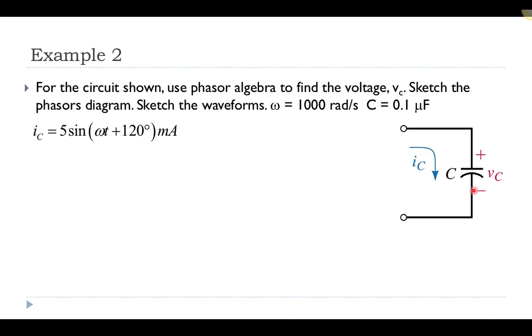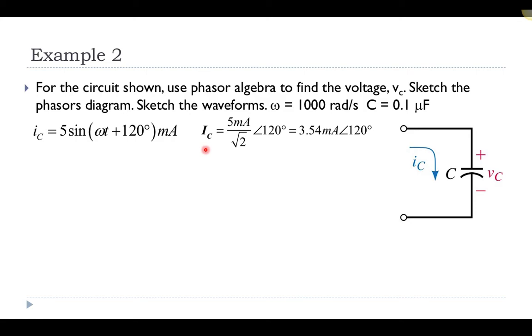I'm given that the current that is passing through this capacitor is 5 milliamps times sine omega t plus 120, so the current has a phase angle of 120. I'm given that the angular frequency is 1,000 radians per second and that my capacitor is a 0.1 microfarad capacitor.